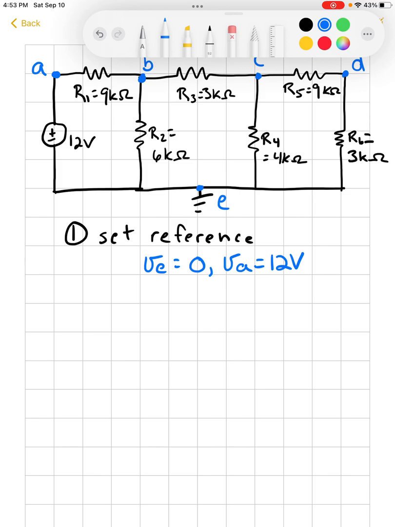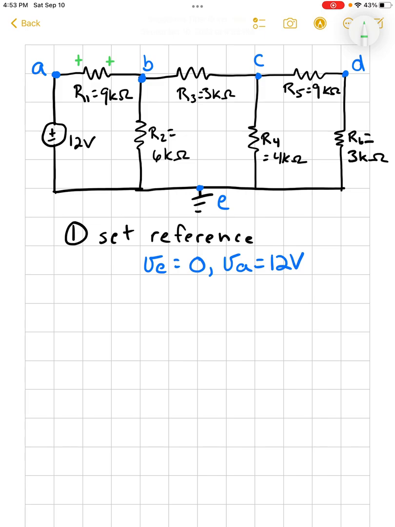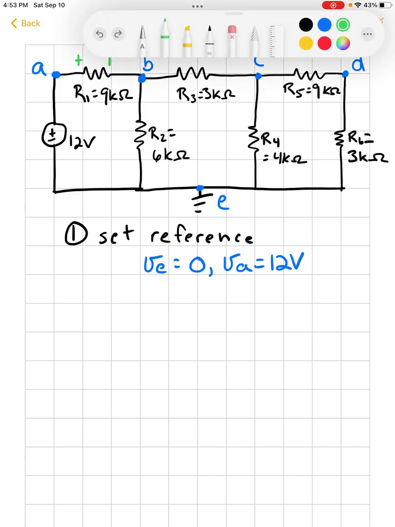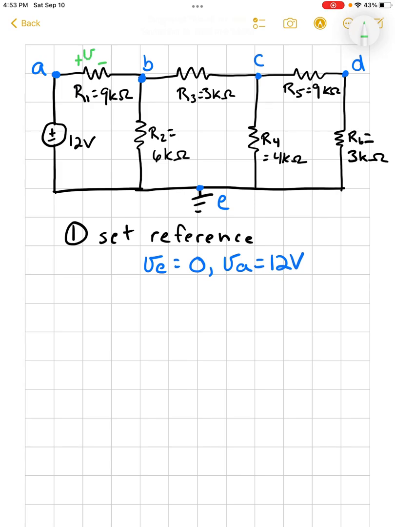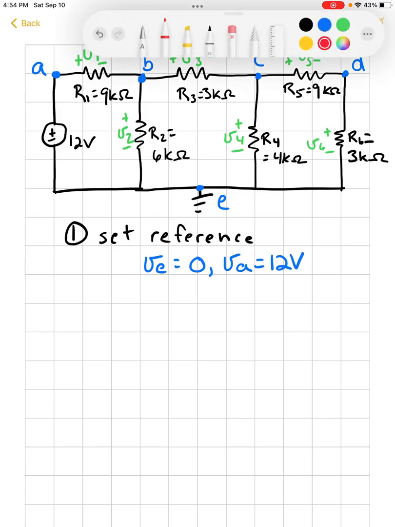Okay, I'm going to add a couple other things here. This I'm going to call V1. The voltage drop across that resistor is V1. The voltage drop across this resistor is V2. This one will be V3. This one will be V4. We have V5. And then this one will be V6.